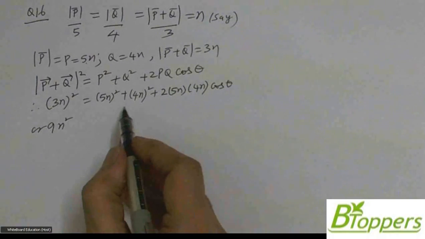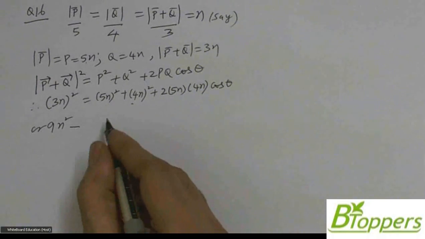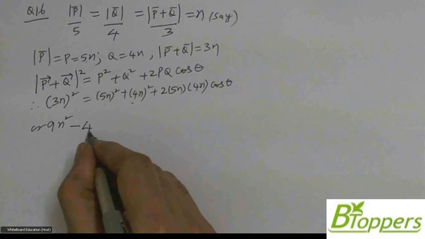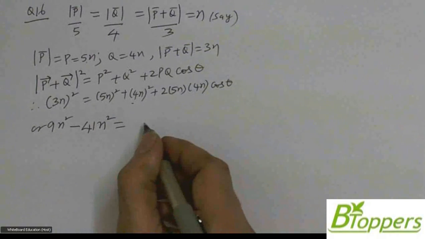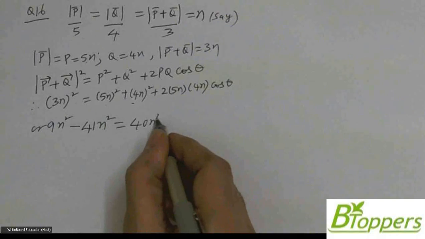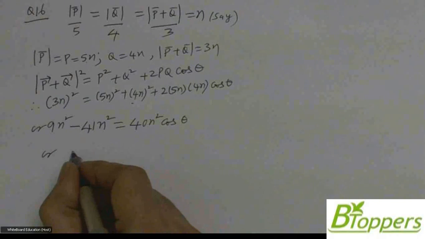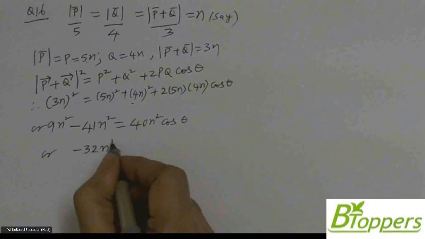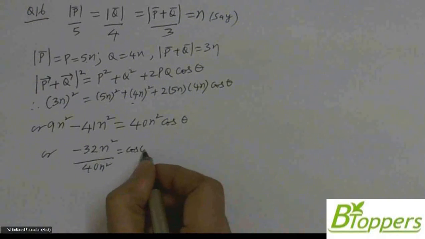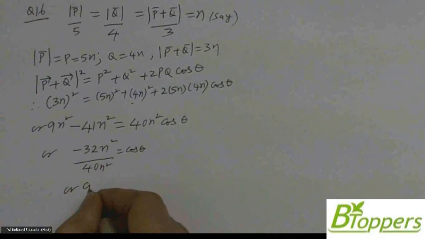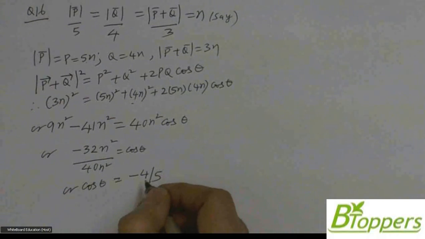So this is 9n square, taking these two terms to left side, minus 25 plus 16 will be 41. That is equal to 40n square cos theta. So this you can write minus 32n square divided by 40n square equal to cos theta. So you get cos theta equal to minus 4 by 5.